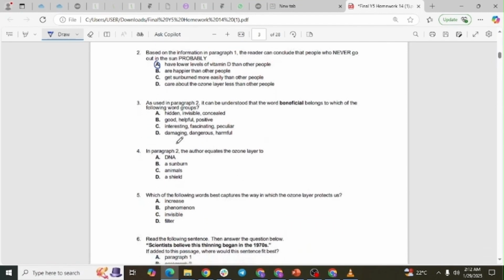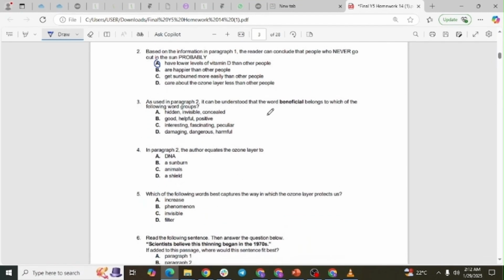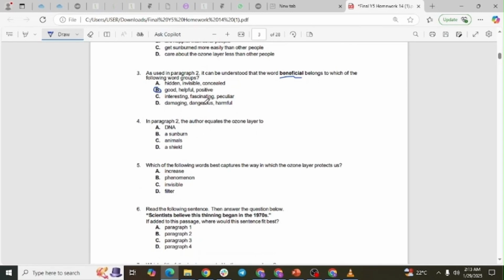Question 3. In paragraph 2, the word beneficial is used to describe certain effects of sunlight. Which group of words best fits the meaning of beneficial? A. Hidden, invisible, concealed. B. Good, helpful, positive. C. Interesting, fascinating, peculiar. D. Damaging, dangerous, harmful. Answer. B. Good, helpful, positive. Explanation. Beneficial refers to the positive or helpful impact of sunlight, such as aiding in vitamin D production.